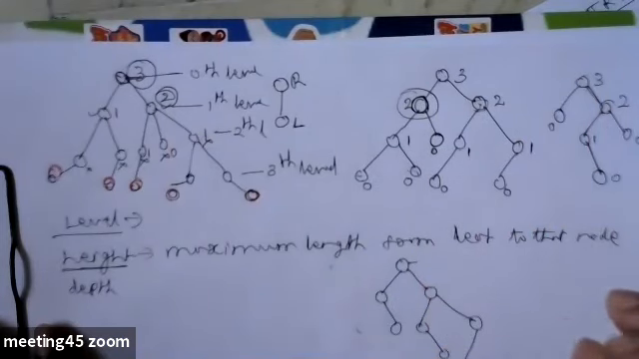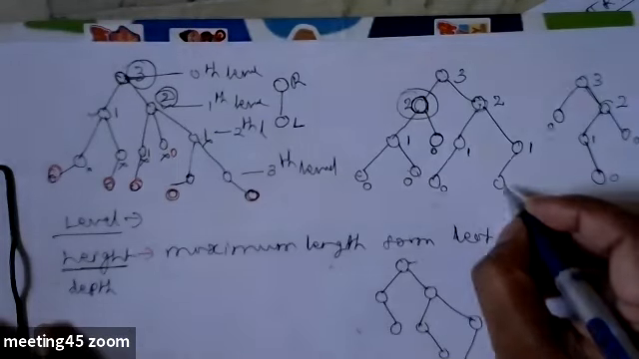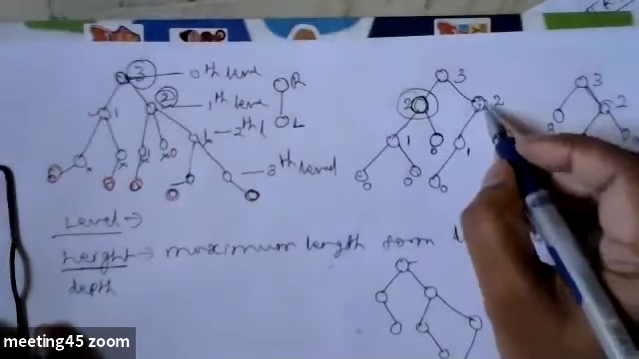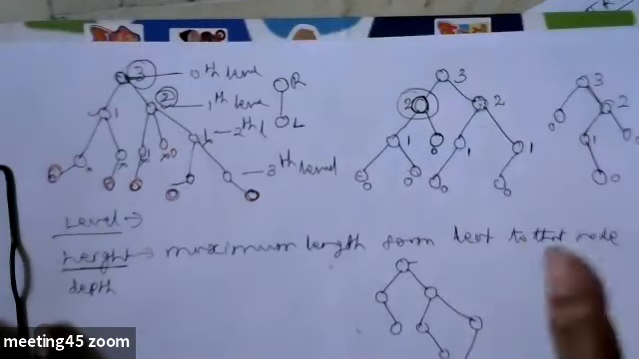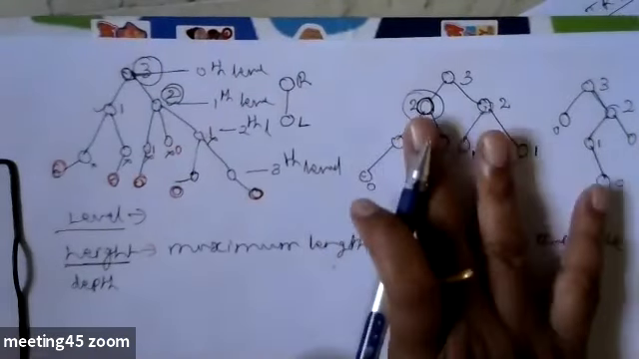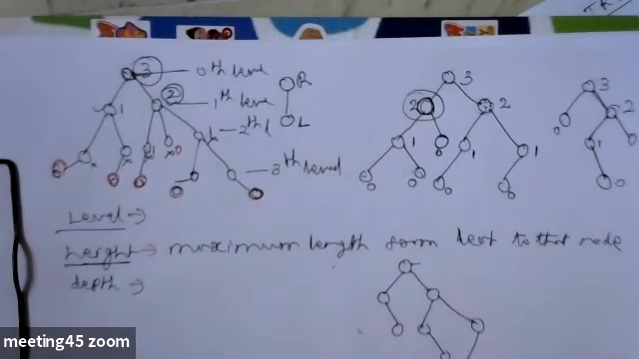So the basic definition of the height is: from its leaf node, the maximum distance from the leaf node to that node will be considered as the height of that particular node. That's about height. Then what is the depth I told? Depth you have to see from the top to bottom. Height you have to see from the bottom to top.